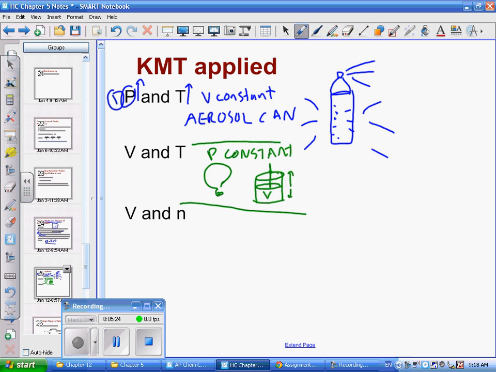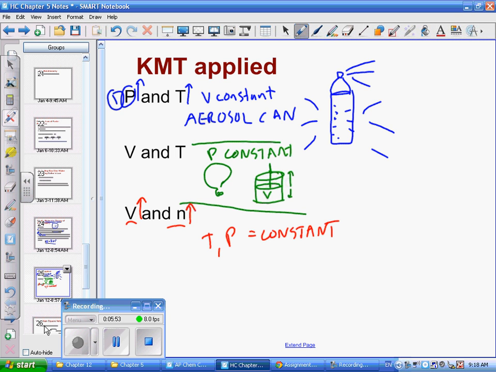The last thing I'll consider down here is going to be volume and number of moles. Very simply put, if I take a balloon and I blow air into it, I'm increasing N, I'm increasing the number of particles or the moles of particles. So as number of particles increases, volume increases. Okay, this is assuming pressure and temperature staying constant. Again, temperature and pressure are constant.